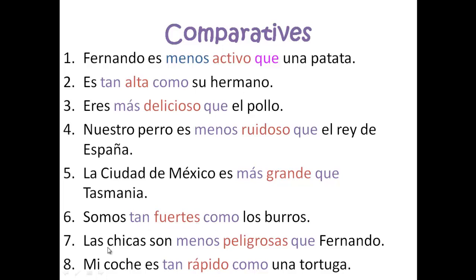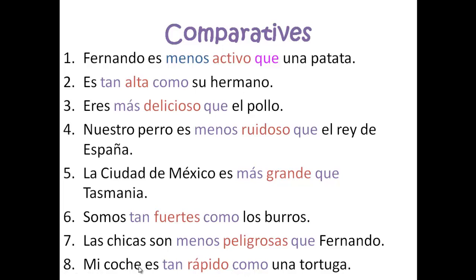Here we go, number 7. Las chicas son menos peligrosas que Fernando. It's not peligroso because it's not referring to Fernando. It's referring to las chicas, which are obviously feminine plural. So our adjective needs to be in the feminine plural form. Peligrosas, dangerous. Menos, adjective que, so less dangerous than. And finally, mi coche es tan rápido como una tortuga. So my car is as fast as a tortoise. Rápido, not rápida, because coche is masculine.